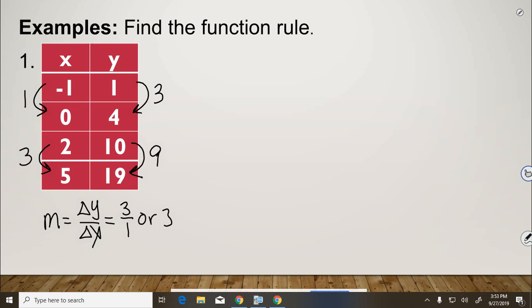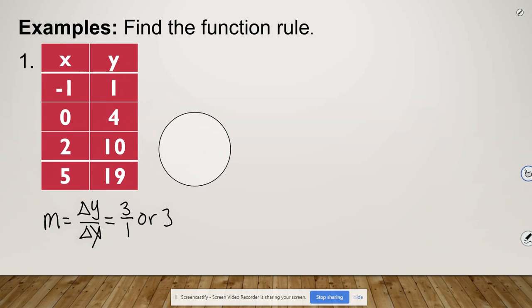If I decided to go from all the way up here, 1 to 19, I'd be going up 18. And if I go from -1 to 5, I'd be going up 6. And 18 divided by 6 is 3. So you can find the slope between any of the given points. So now we can start writing our equation, y equals 3x. Our last part is to find the b value.